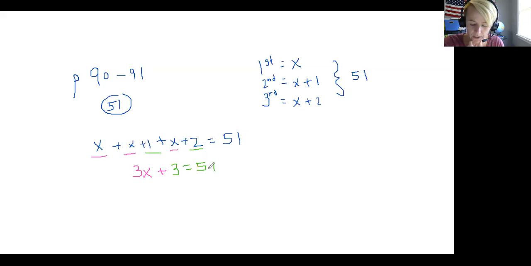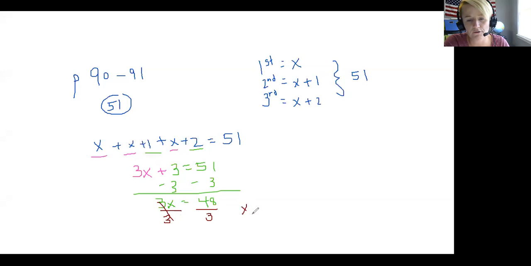Now remember, you always want to end up with the X by itself. So I'm going to subtract this 3, and what you do to one side, you have to do to the other. That's the golden rule. So 3X equals 48. Right now I have 3 multiplied by X, and the opposite of multiplication is division. So I have to divide. That's going to cancel these out and leave X all by itself. And 48 divided by 3 is 16.